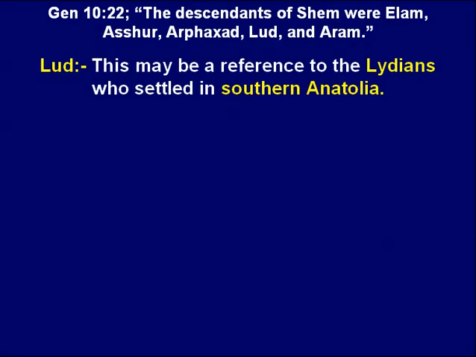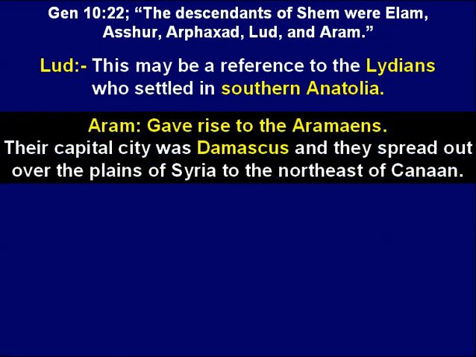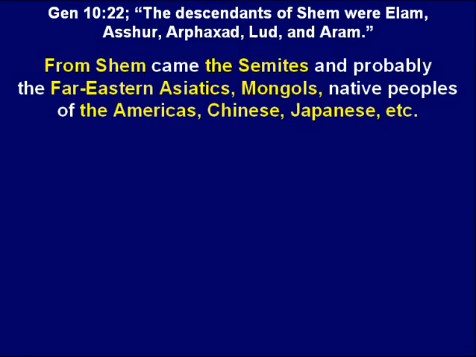Lud, this may be a reference to Lydians who settled in southern Anatolia. Aram gave rise to Armenians. Their capital city was Damascus. They spread out over the plains of Syria to the northeast of Canaan. From Shem came the Semites and probably the far eastern Asiatics, Mongols, native peoples of the Americas, Chinese and Japanese, etc.